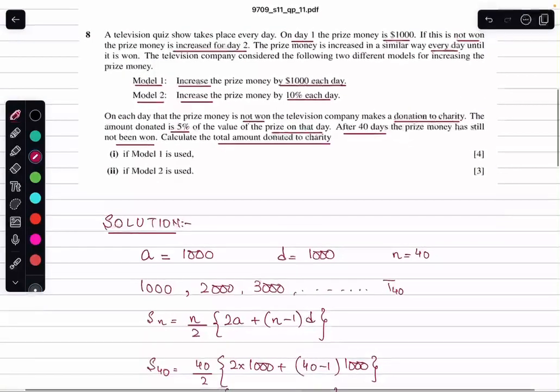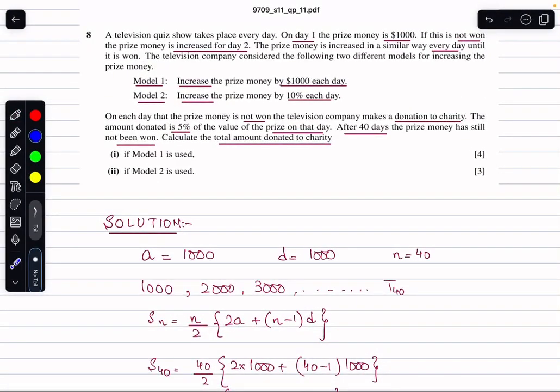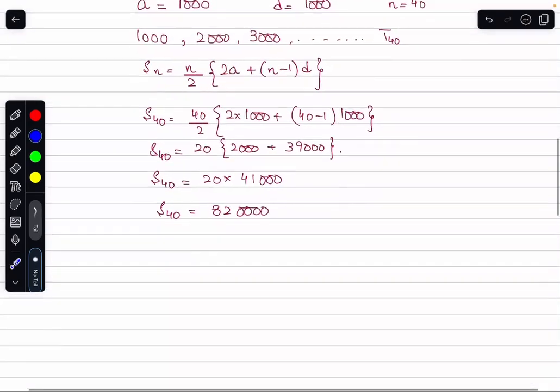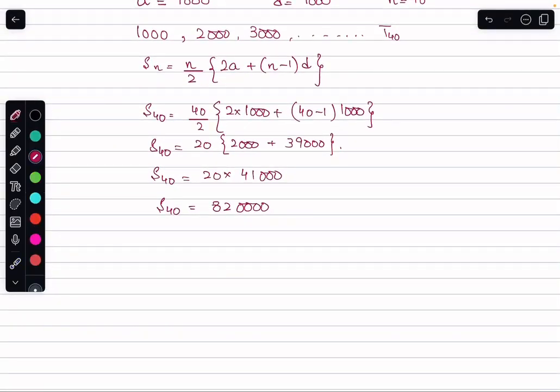So now the question was asking us for the amount donated, which is 5% of the value on that day, and we are supposed to find the total money donated to charity. So we know the total money has to be 5% of that amount on that day, meaning on the 40th day, and this needs to get donated to the charity. So I shall be getting the 5% amount here.